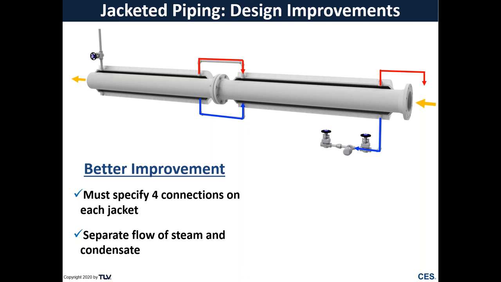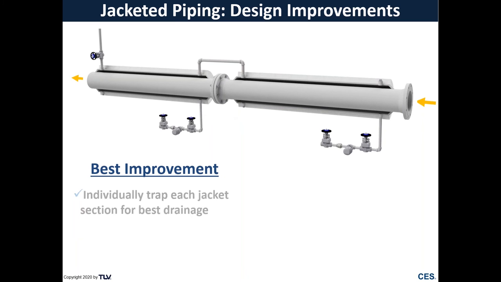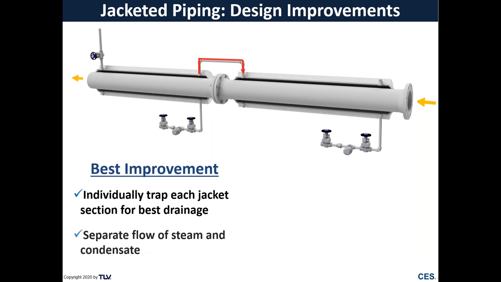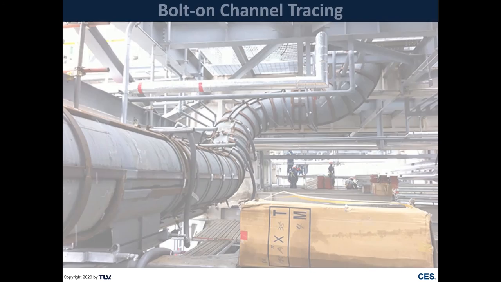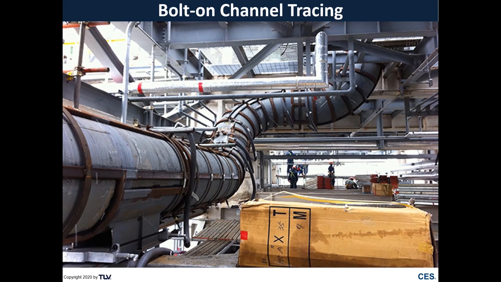An even better improvement using this type of concept is to individually drain each jacket section, which again allows for complete separation of steam and condensate flows, but also minimizes pressure losses and distributes the burden of drainage across multiple traps. Now, another type of heat transfer technology we commonly see is bolt-on channel tracing.